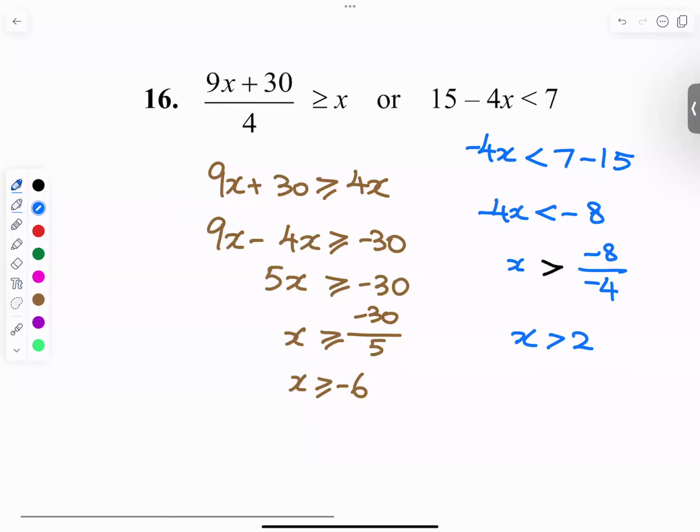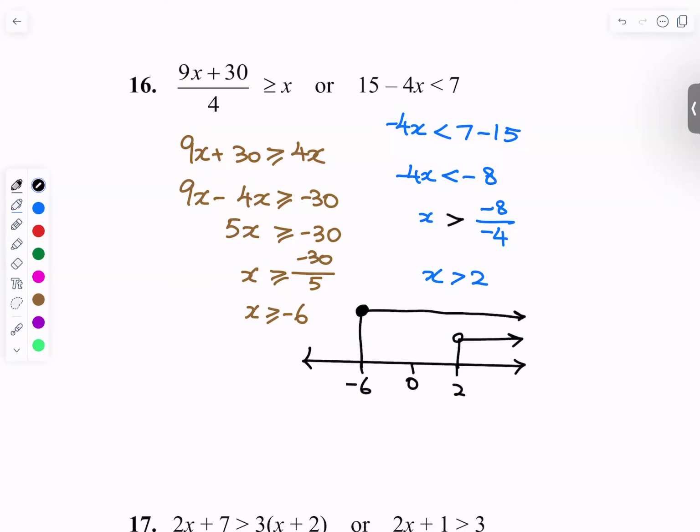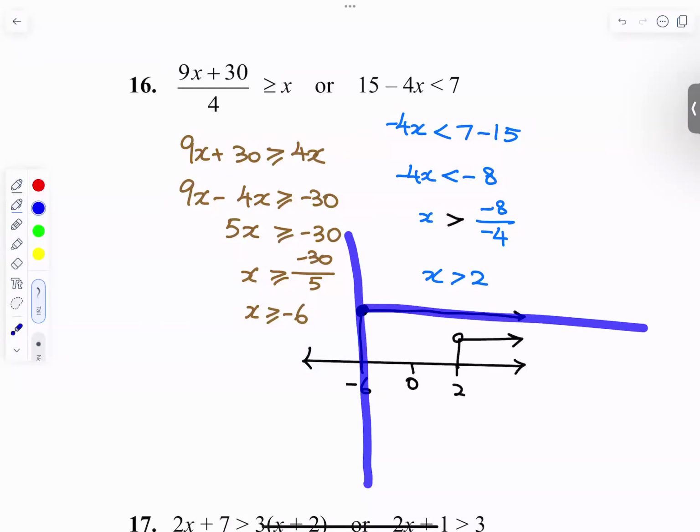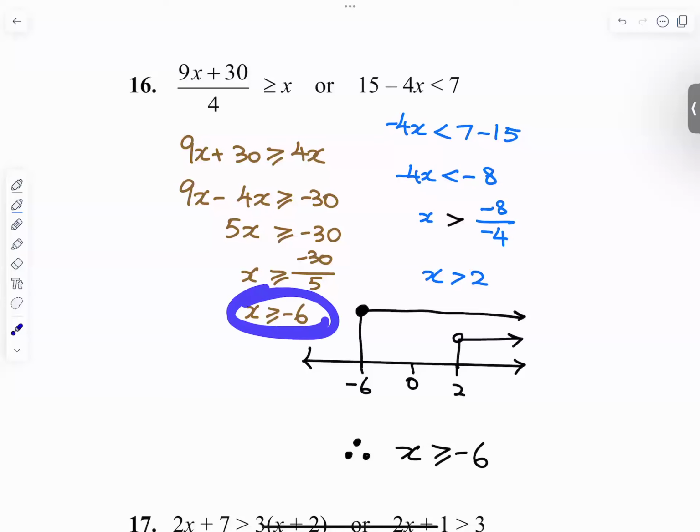So after having the 2 answers, make sure you do the drawings. And then starting from which point they have at least one answer. Do they have at least one answer before negative 6? So that won't be the answer. But after this negative 6, there is at least one answer. So that's why your final answer will be negative 6. You follow the symbol for that.